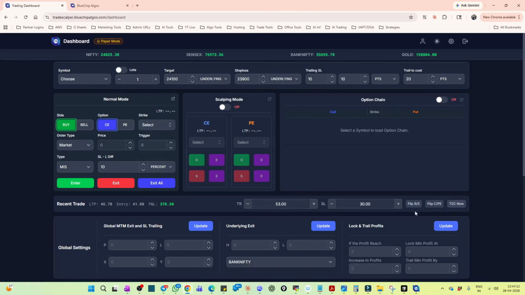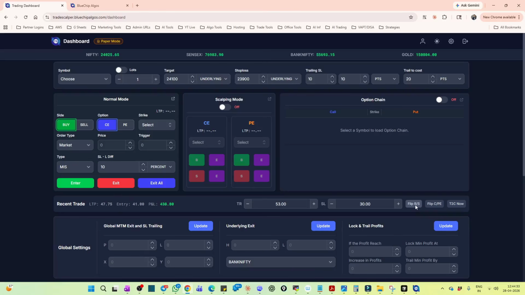So flip buy/sell, again, these three are absolutely important if you are a day trader. Flip buy/sell means, let's say you are in a buy position. Now I'm in a buy position, right? And the market is suddenly moving down. In that case, I don't want to exit, cancel the stop loss, exit the position, and then enter in the reverse position.